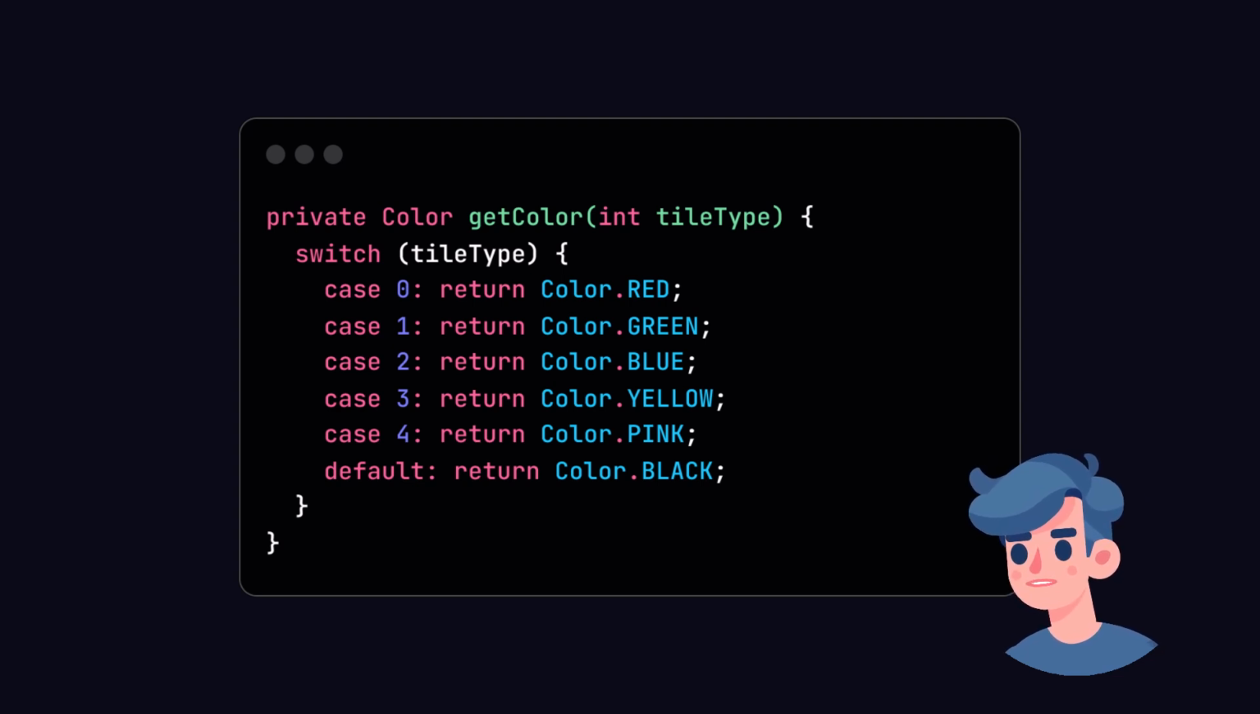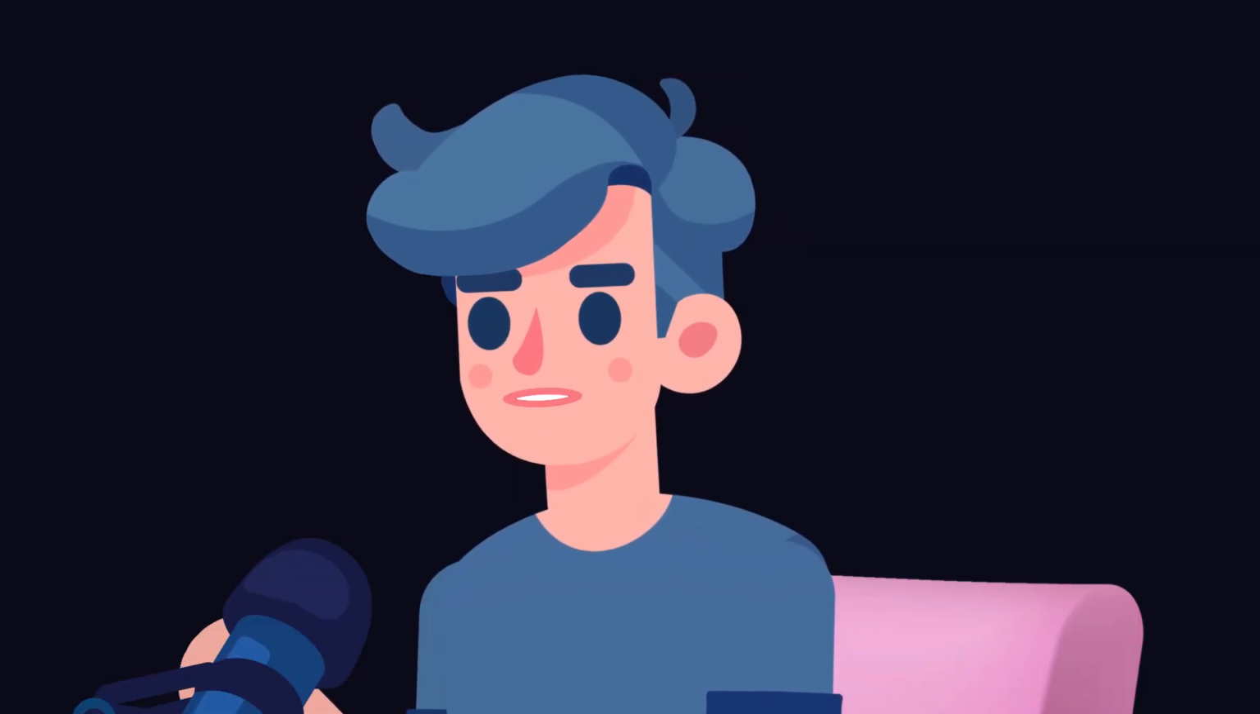Let's implement that next. Compile and run your code again to visualize the grid. You should see a grid of colored tiles representing different tile types.